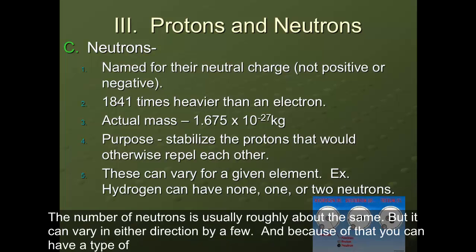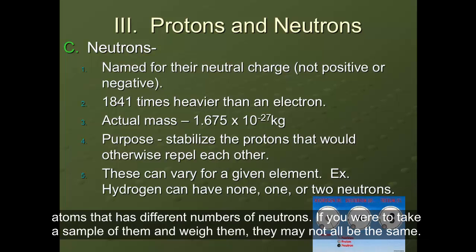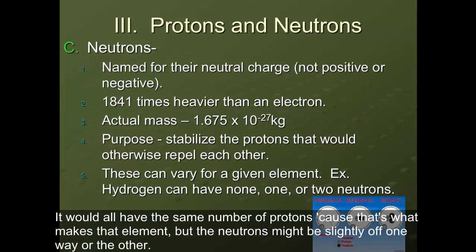The number of neutrons is usually roughly about the same, but it can vary in either direction by a few, and because of that you can have a type of atom that has different numbers of neutrons. If you were to take a sample of them, they may not all be the same. They would all have the same number of protons because that's what makes that element, but the neutrons might be slightly off one way or the other.